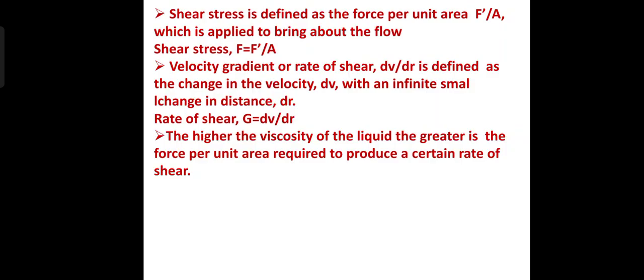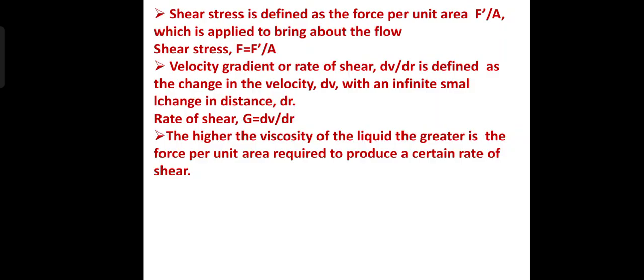When we give some kind of force, if any flow happens, a velocity difference should be there between the top layer and bottom layer. If the distance between the two layers is dr, you can call the velocity gradient, or rate of shear, dv by dr, meaning the change in velocity dv with an infinitesimally small change dr. Rate of shear is the same thing. Okay, G equals dv by dr.